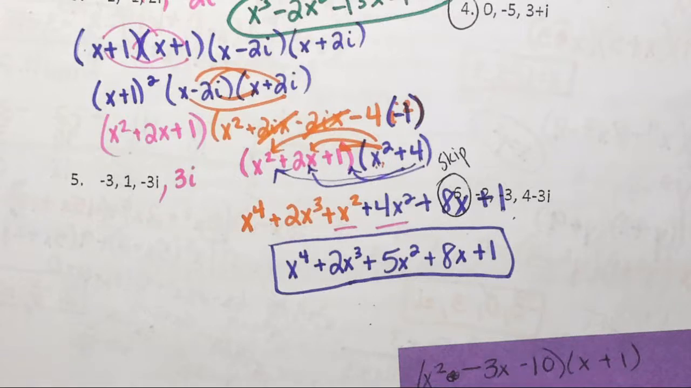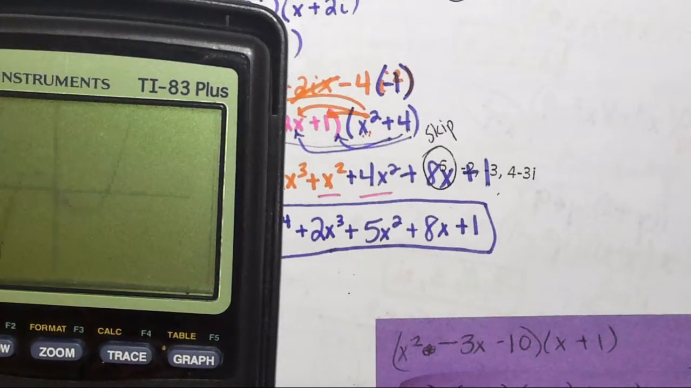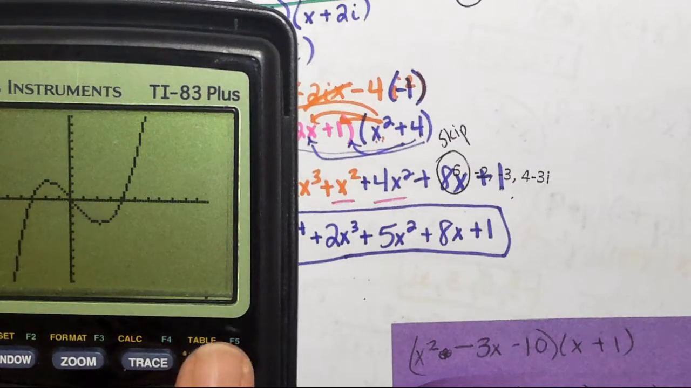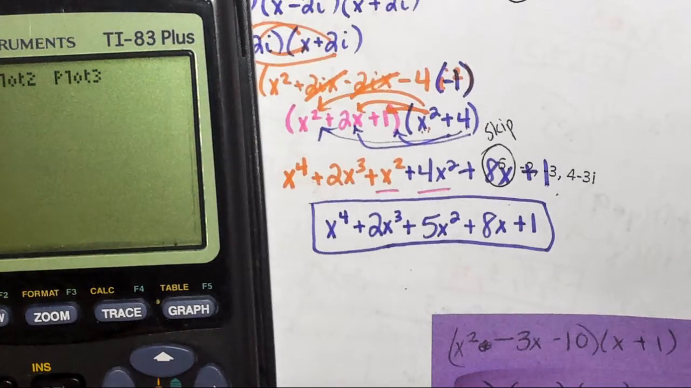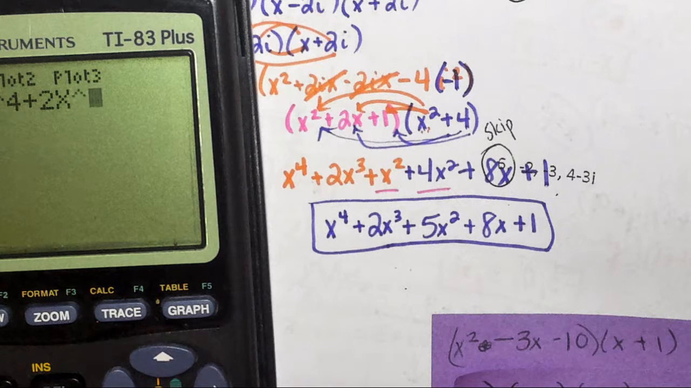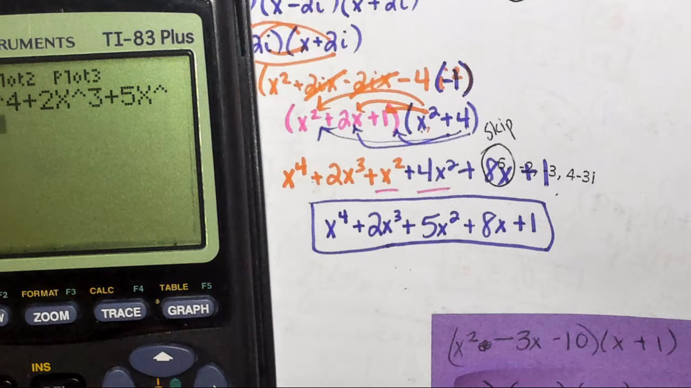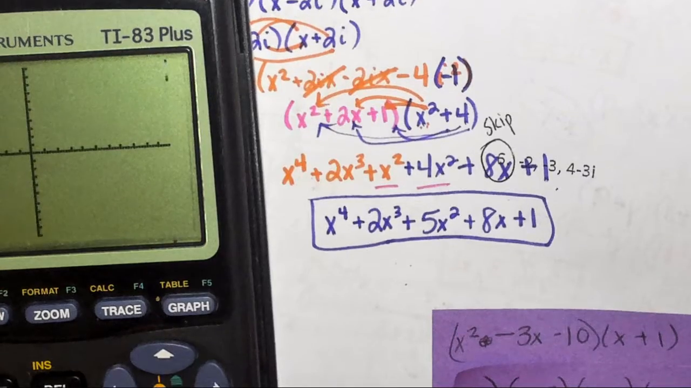I understand that. So, as always in life, wouldn't it be smart of us to check this with our graph? Why not go and graph this function, so x to the 4th plus 2x to the 3rd plus 5x squared plus 8x plus 4, and I graph it.